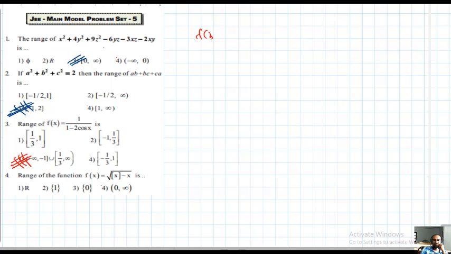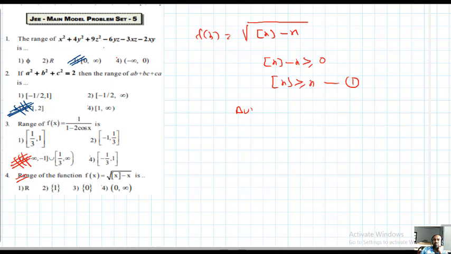f of x equal to root over floor x minus x. What do we need, range or domain? Range. First of all, you need to find the domain, then after that I can find the range. We should find for what values of x this is defined. Floor x minus x should be greater than or equal to 0, or floor x should be greater than or equal to x. This is part 1. But floor x is always less than or equal to x by the definition.